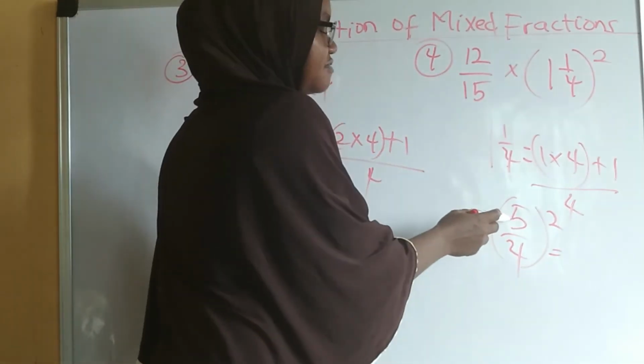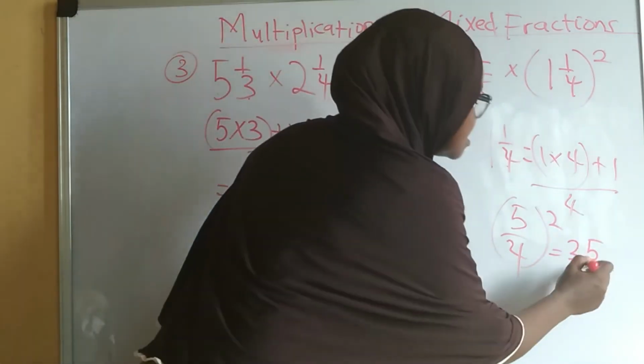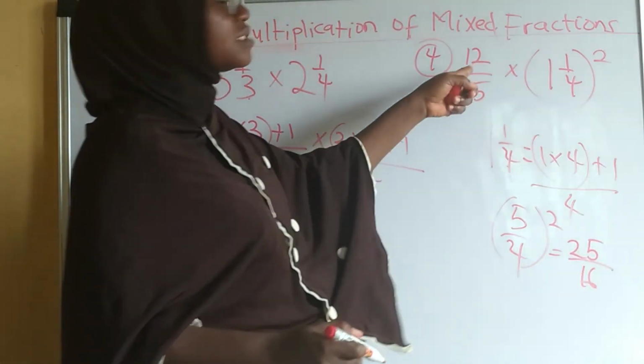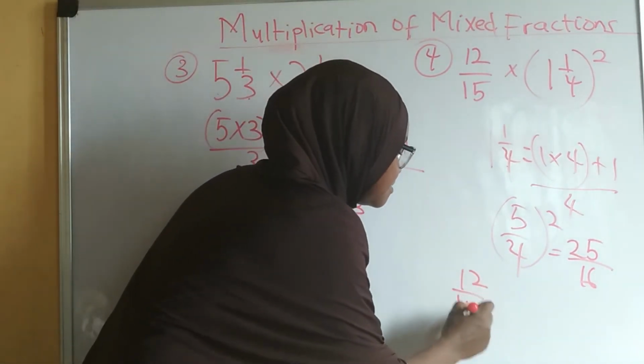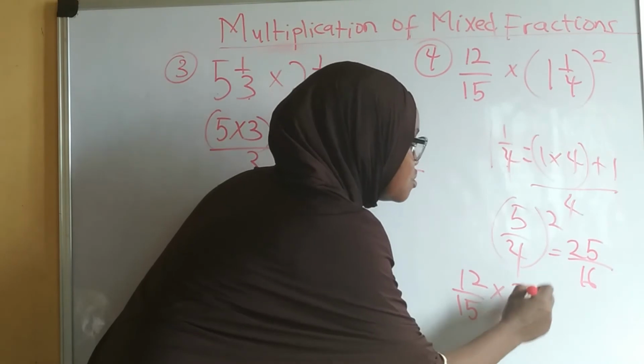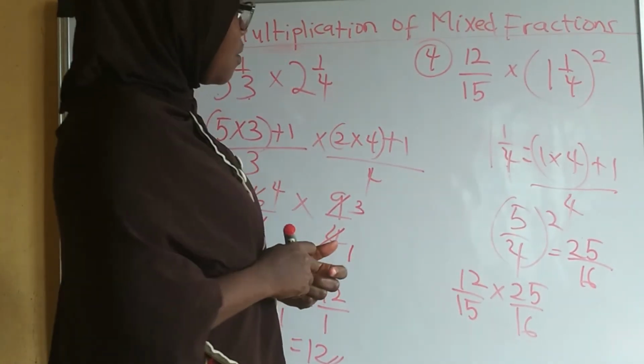And this will give me 5 times 5 is 25 over 4 times 4 is 16. So when I have this, I'm going to multiply it with this, and that is 12 over 15 multiplied by 25 over 16. Does that make sense? Now, this is what I have.